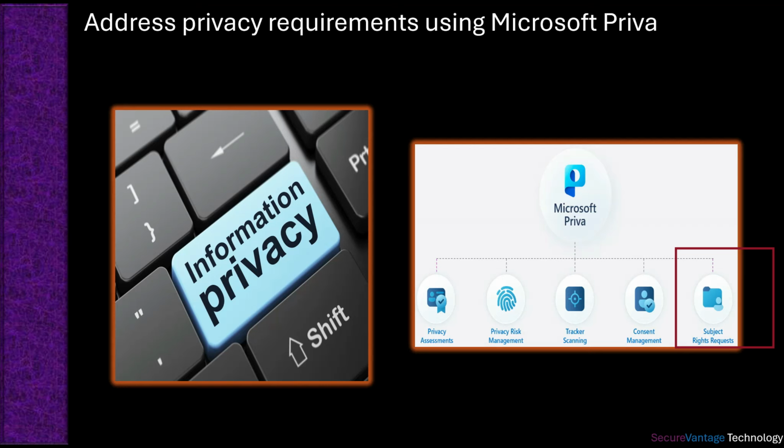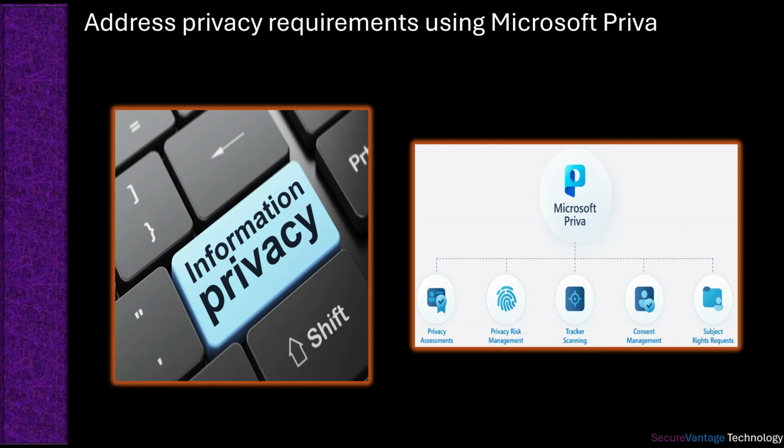Priva tracker scanning helps organizations automate the identification and management of tracking technologies on their website. This tool scans for trackers, evaluates and manages web trackers, and streamlines compliance reporting to ensure website privacy compliance. We will only discuss the solutions that are GA in the next few slides, but feel free to explore others on the Microsoft Learn page.